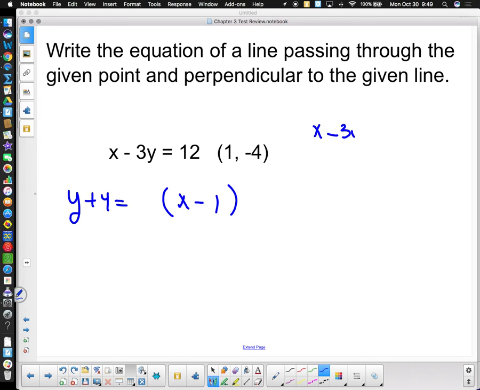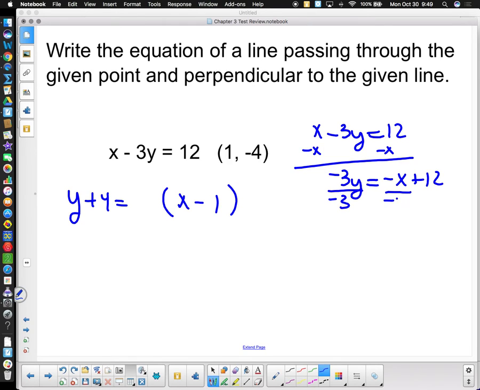So x minus 3y equals 12. Subtract the x. Negative 3y equals negative x plus 12. Divide by negative 3. And y equals 1/3 x minus 4.